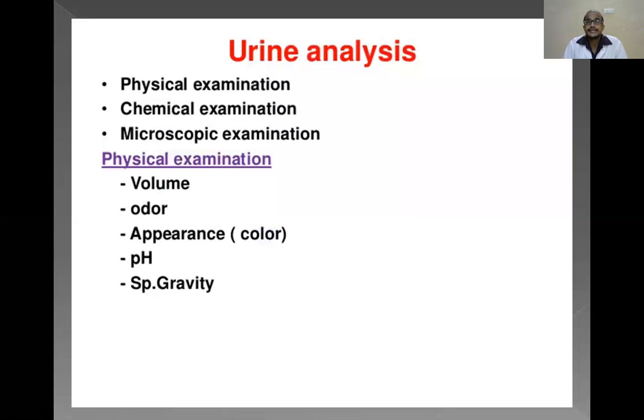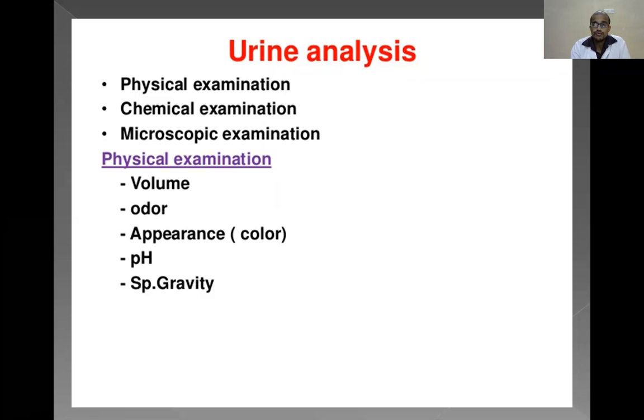Coming to the urine analysis, it is divided into physical examination, biochemical examination, and microscopic examination. Physical examination is also known as macroscopic examination. In macroscopic or physical examination, we will be seeing the volume, odor, appearance, pH, and specific gravity, because the variation in the physical characters sometimes denotes some diseases.